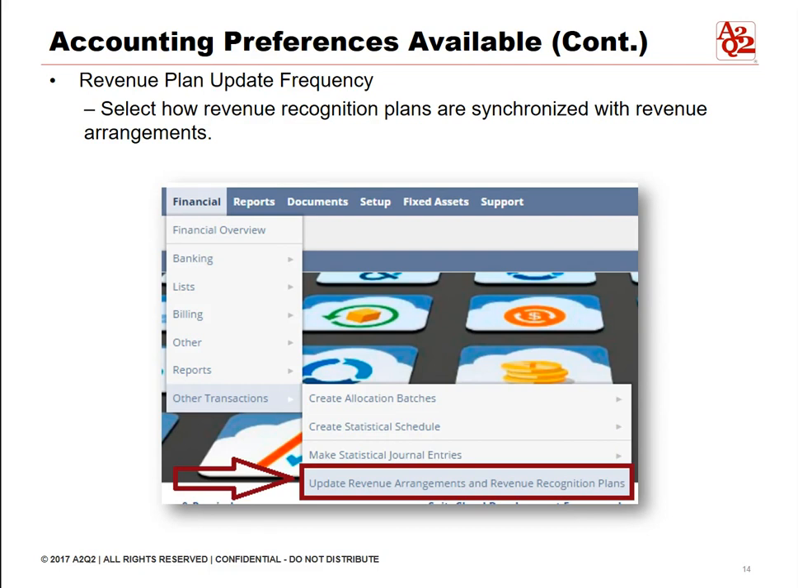Revenue Plan Update Frequency. Select how revenue recognition plans are synchronized with revenue arrangements. When the manual option is selected, go to Financial, highlight Other Transactions, highlight Update Revenue Arrangements and Revenue Recognition.